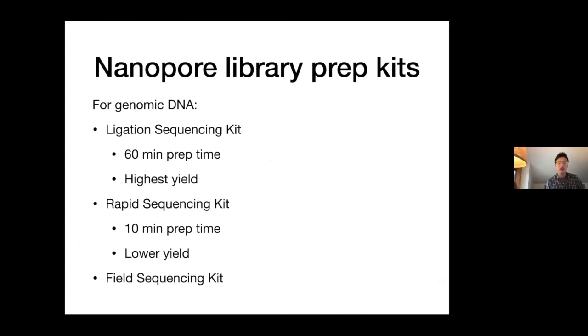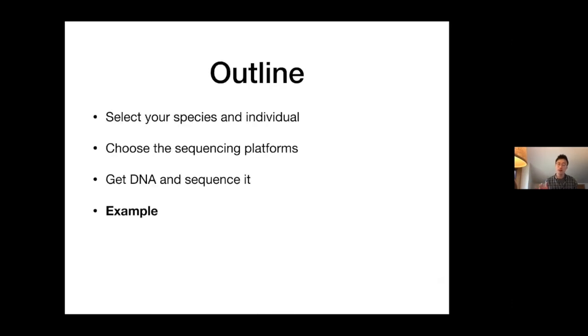All right. Nanopore offers several library prep kits for genomic DNA. One is the ligation sequencing kit, rapid sequencing kit, and field sequencing kit. I think the ligation sequencing kit gives you the best yields and the best results. It takes longer to do, but the results tend to be better. So unless you are really in a hurry, I would recommend the ligation sequencing kit. All right, so that's from getting DNA to the libraries, and you can load them on the Nanopore. Any questions so far?